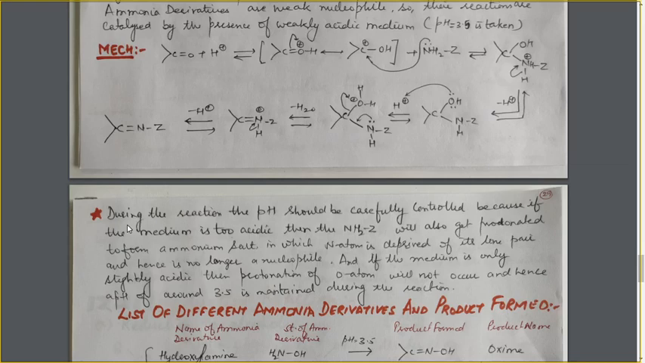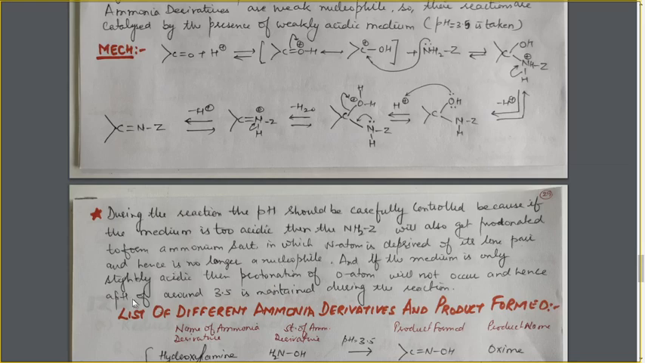Let's see what is written here. During this reaction, the pH should be carefully controlled, because if the medium is too acidic, then the NH2Z, this ammonia derivative, will also get protonated to form the ammonium salt, in which the nitrogen atom is deprived of its lone pair, and hence it is no longer a nucleophile.